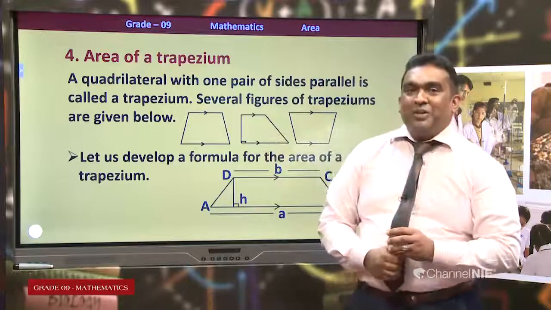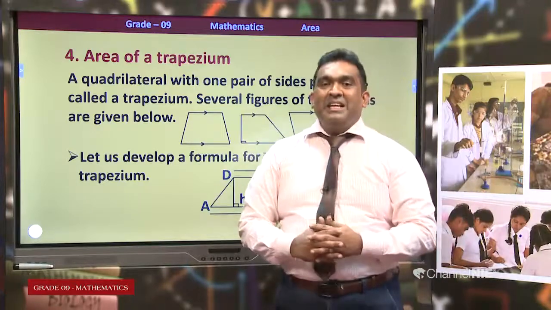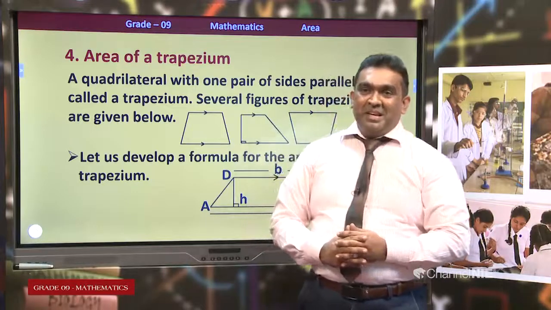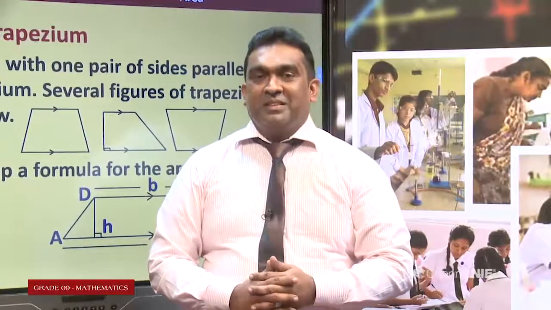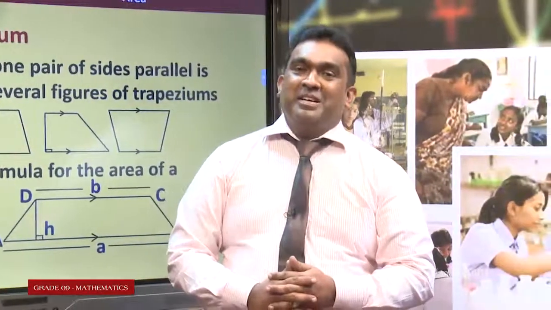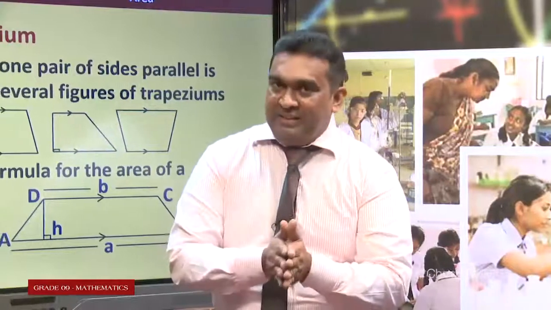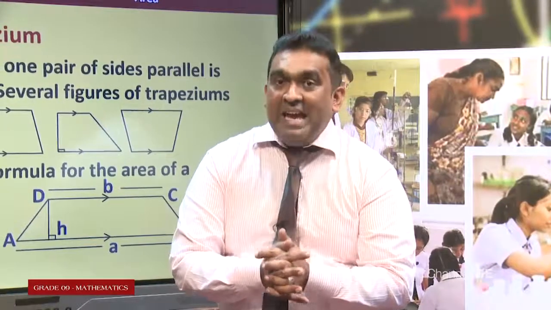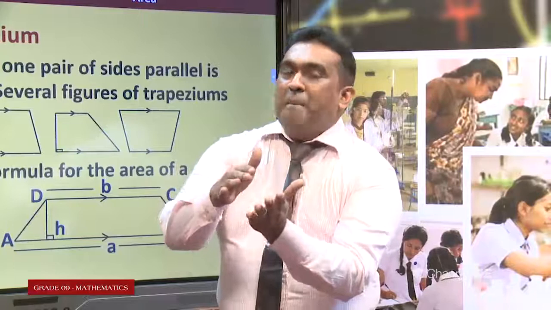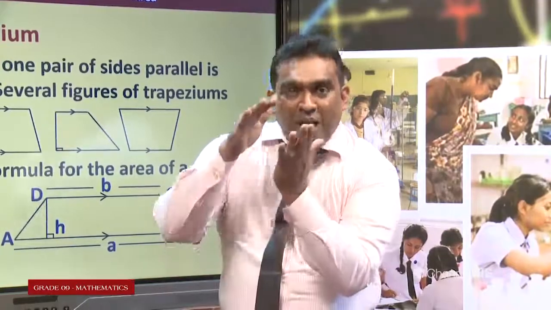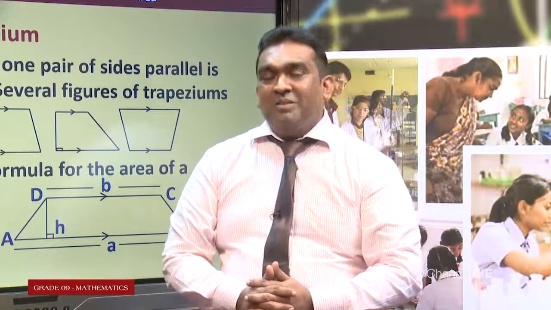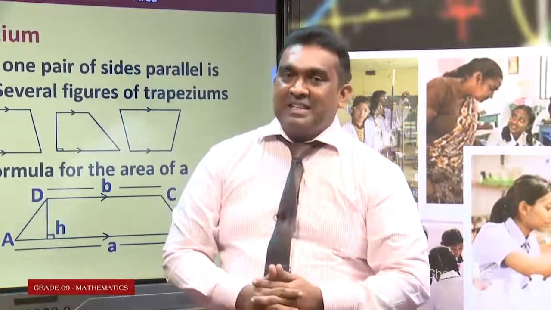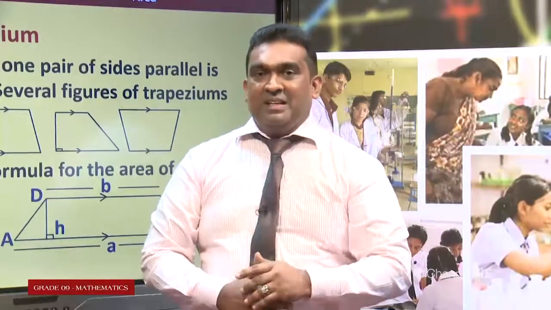Now we are going to find out the area of a trapezium. Then how to identify a trapezium? A trapezium is a closed plane figure. It has one pair of parallel lines. In a parallelogram, there are 2 pairs of parallel lines. Here, 1 pair of parallel lines.